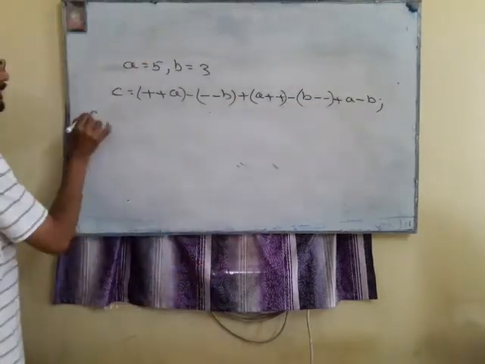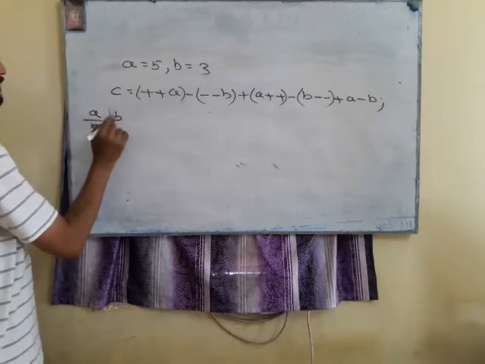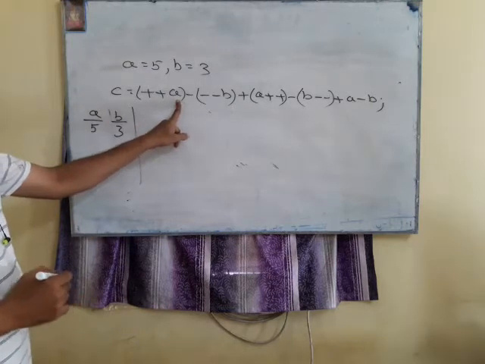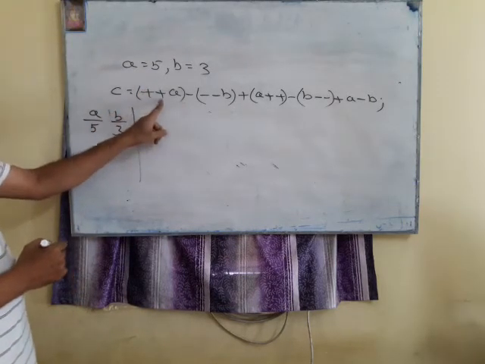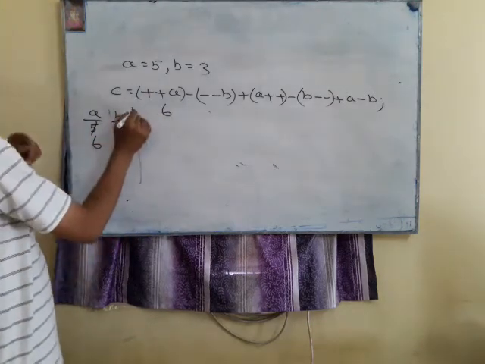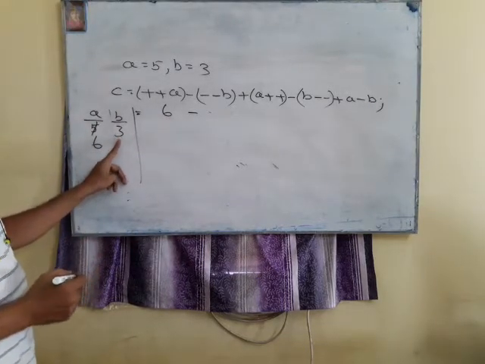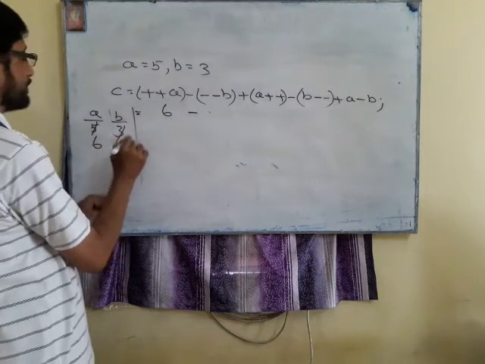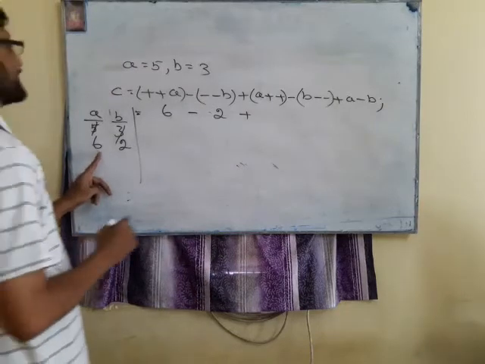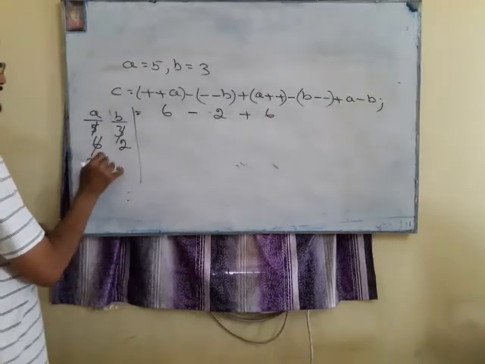Okay, now the value of A is equal to 5 and the value of B is equal to 3. ++A. This is a pre-increment. So pre means first you have to change the value of the variable A by 1. So this becomes 6. Okay. Minus --B. B is equal to 3. It is a pre-decrement. So change the value of B to 2. So it is 2 plus A++. This is 6. So this is a post-increment. So put 6, then change to 7.